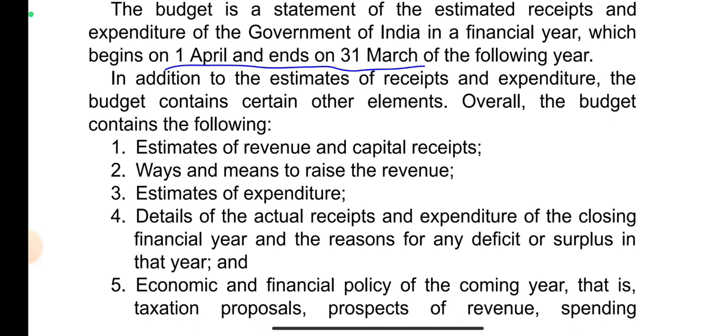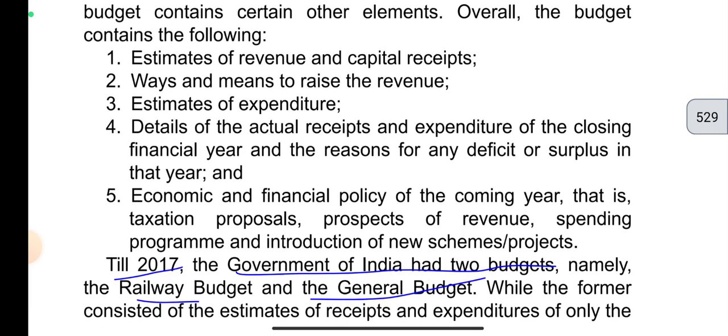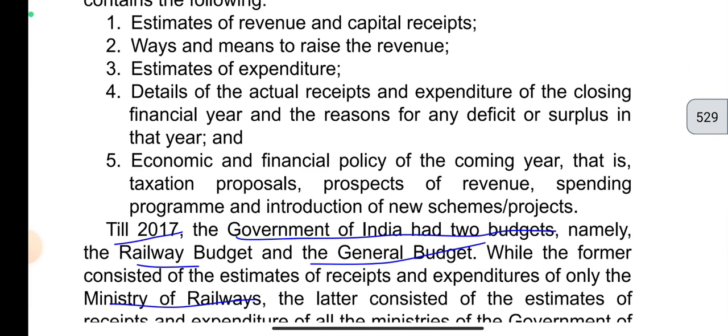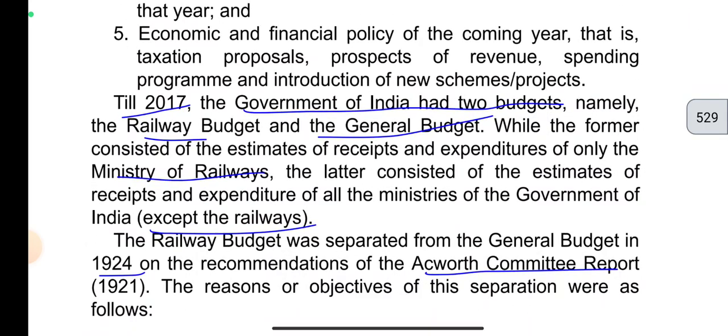In addition to the estimates of receipts and expenditure, the budget contains certain other elements. Overall, the budget contains the following: estimates of revenue and capital receipts, ways and means to raise the revenue, estimates of expenditure, details of the actual receipts and expenditure of the closing financial year and the reasons for any deficit or surplus in that year, and economic and financial policy of the coming year, that is taxation proposals, prospects of revenue, spending program, and introduction of new schemes or projects.